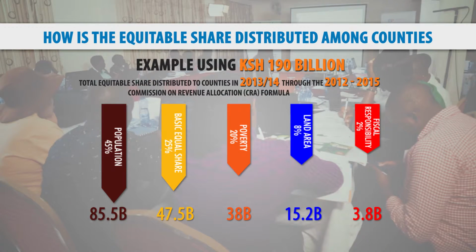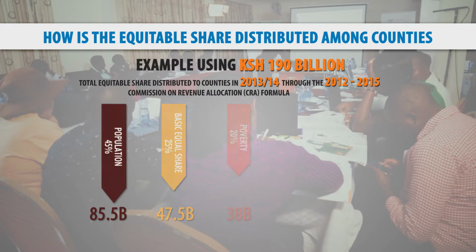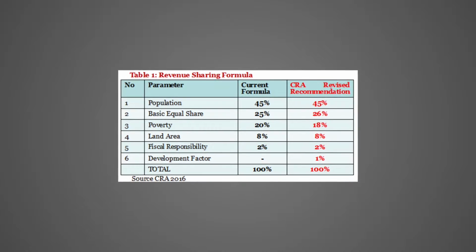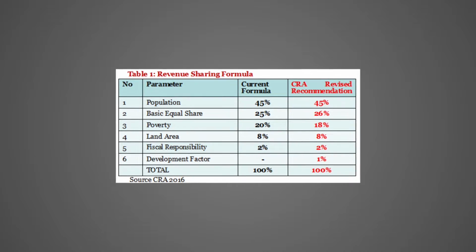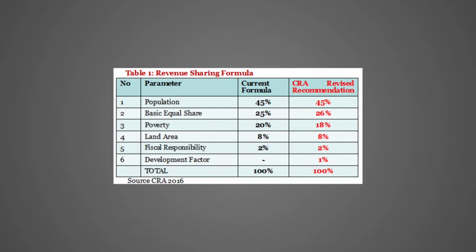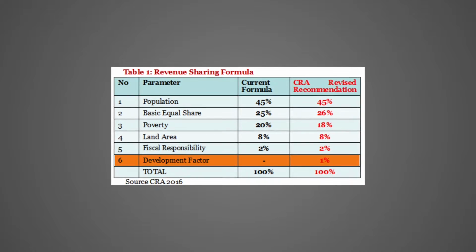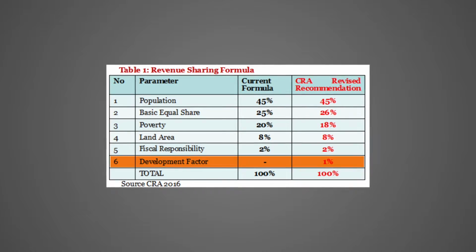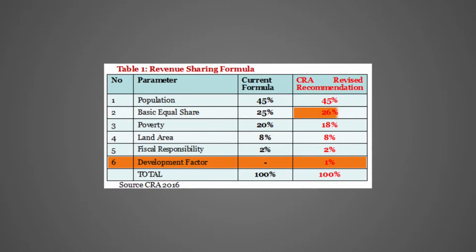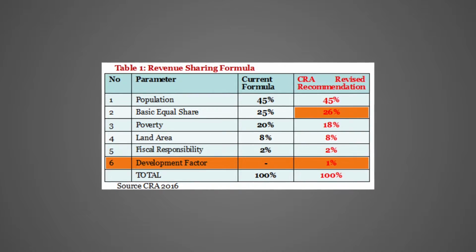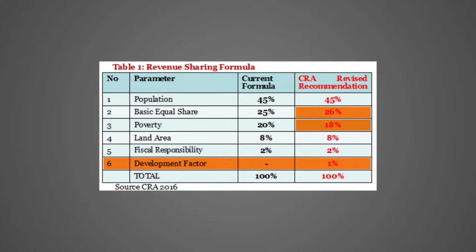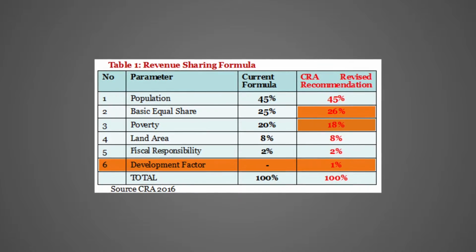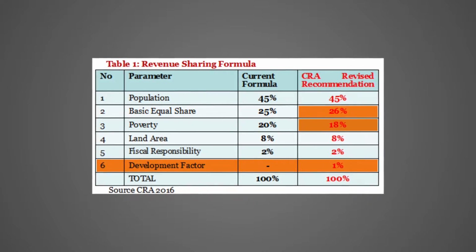Now we have a new formula which was just passed in March this year. We're going to call it the CRA 2016 formula. The only new parameter that has been added is development factor. The percentages have also changed. For basic equal share, it's now 26. For poverty, it's been reduced to 18. For land area, it remains 8. For fiscal responsibility, it's 2. And development factor is 1.